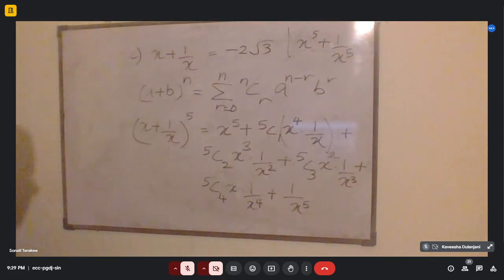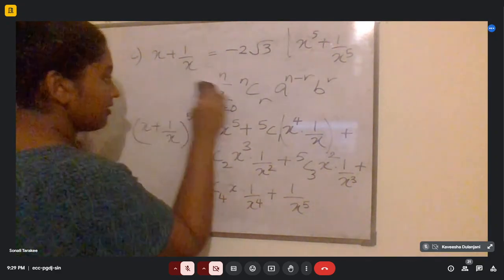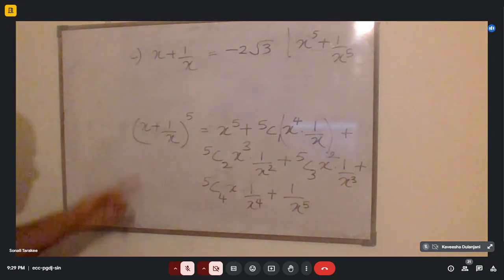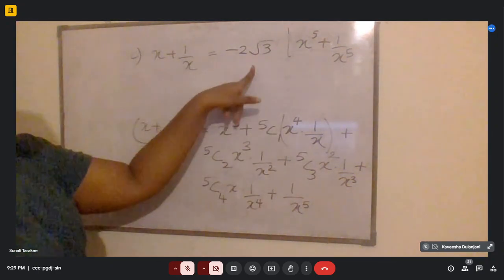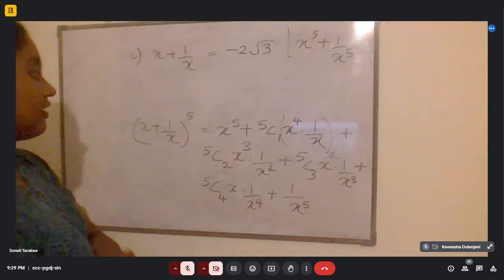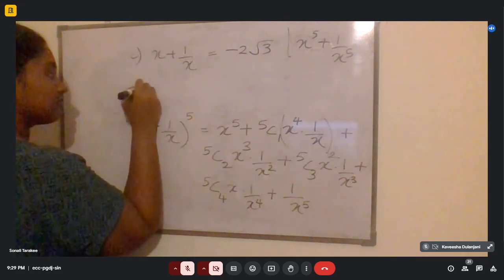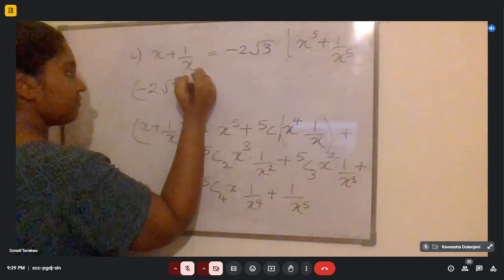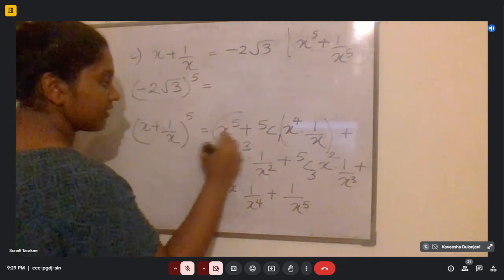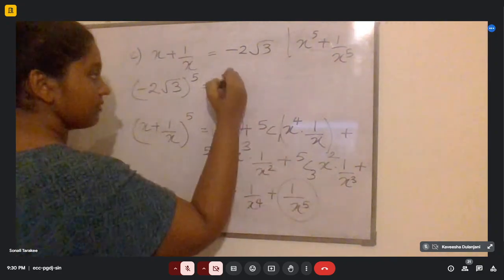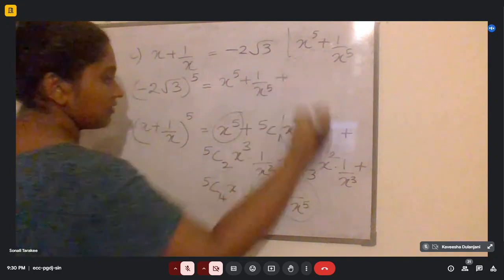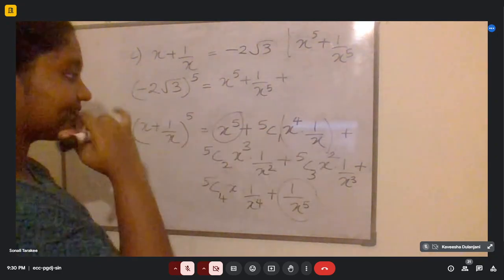Now I have to simplify. I'll erase this part. Now here x plus 1 over x, they have given the value minus 2 over root 3. So I can write like this, minus 2 over root 3 to the power 5 equals, I can take this value and this value together, x to the power 5 plus 1 over x to the power 5 plus, now I have to simplify this.